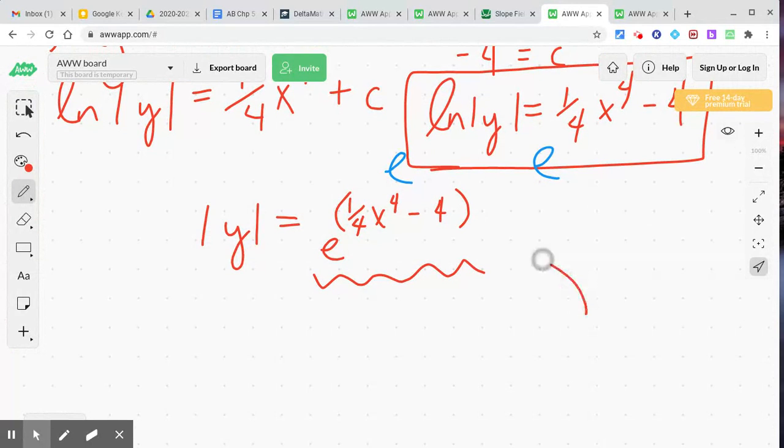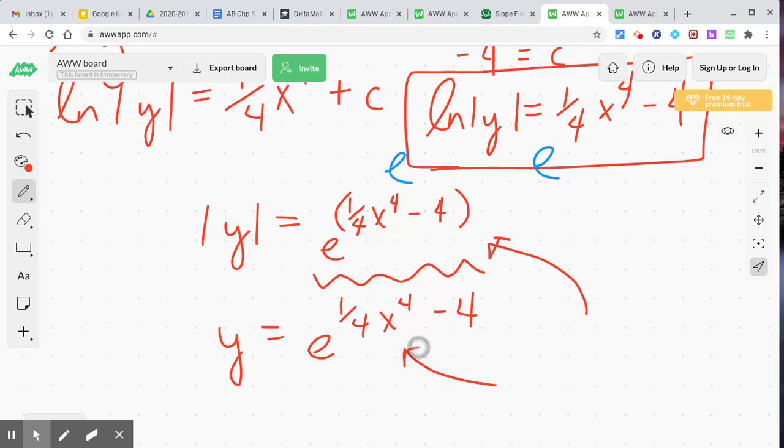So if I put a negative value in here, do I get out 1? Let's take a look. y equals e to the 1/4 x to the 4th minus 4. Remember, that's all in the exponent. So if I just drop off this absolute value, how does this thing behave? Well, I can check myself. I can put -2 in for x, and I would end up with e to the 0, which is equal to 1.